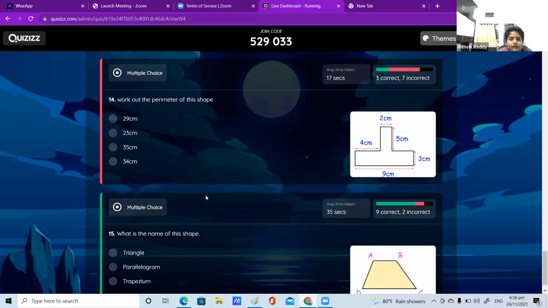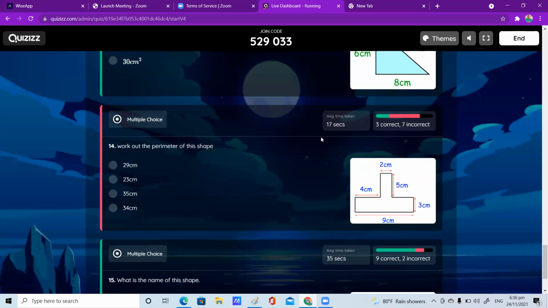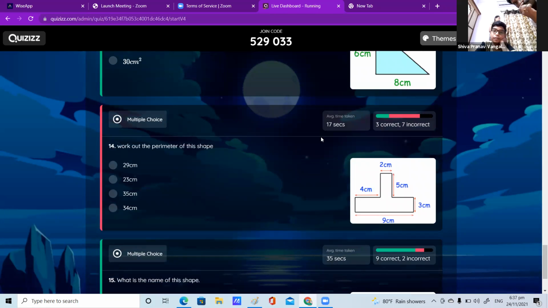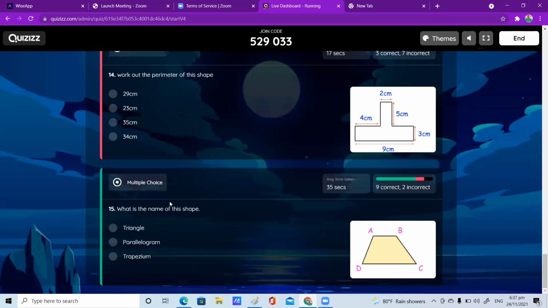35 is correct, ma'am, but it shows the correct answer is 34 centimeters. Correct, Harini, you're correct. Don't worry about the answer. Actually, it is showing the correct answer is 34 centimeters. Oh, in the quiz it is showing 34. Oh, that's wrong, children. Somewhere maybe the answer is wrong.